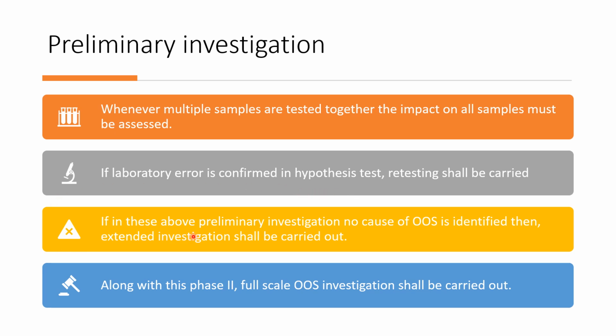If in the above preliminary investigation no cause of OOS is identified, then extended investigation shall be carried out, right? So if no cause is identified during preliminary investigation, then further investigation shall be carried out to identify the root cause. Along with this, phase 2 full scale OOS investigation shall be carried out. So phase 2 investigation shall also be started, right?